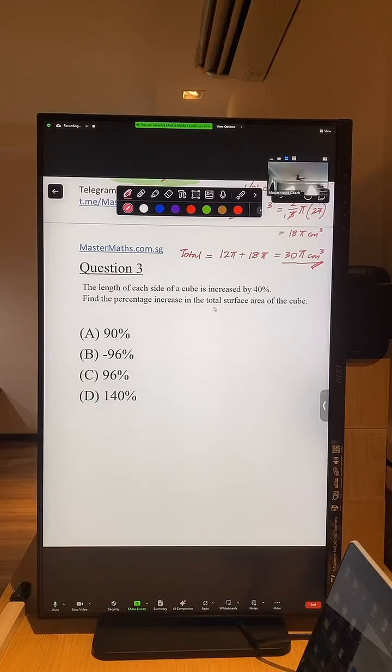So there is cube A and then there's cube B. Cube A is the smaller cube, cube B is the bigger cube. So you all need to make a comparison. So must use algebra lah. Can you draw it out? Can draw it out, and must use algebra.